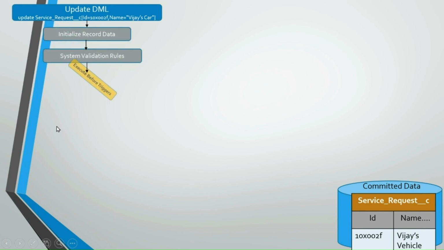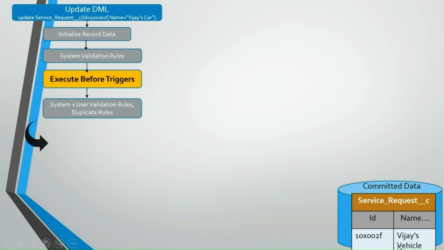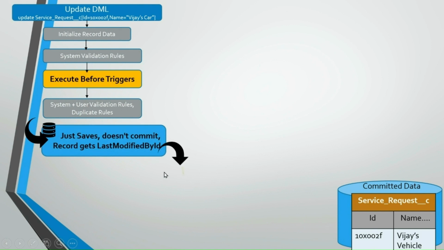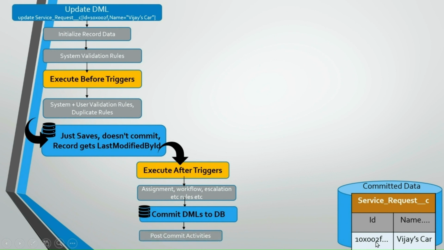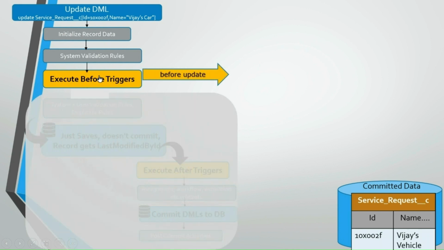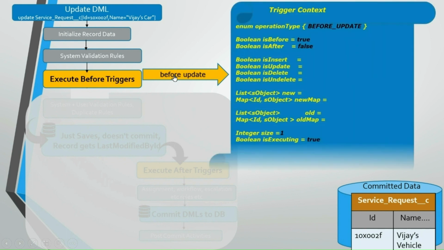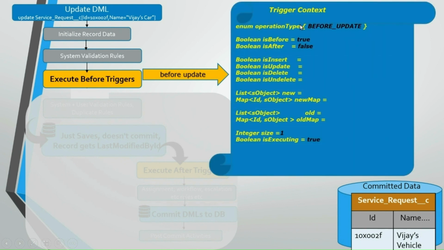As we know, when it saves, you will not be able to see the update here. Only after it commits will you be able to see the updated value in the database. As we are looking for the before update trigger event, let us concentrate on this step only. At this point in time, the database still has the old value for the name. And for before update, Salesforce is going to give us the trigger context variables and their values like this.